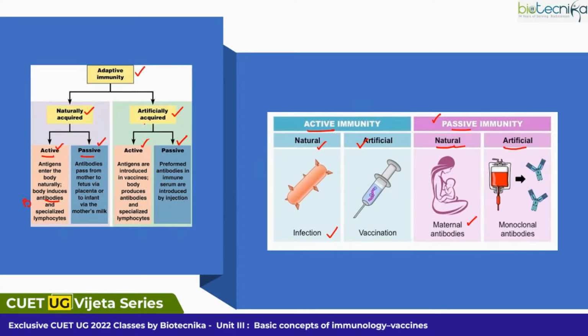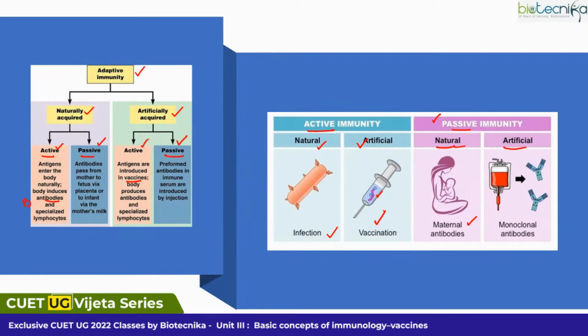Then active artificially acquired means here the antigens are introduced artificially. You are injecting the antigens, like in the form of vaccines. When vaccines enter the body, it is active artificially acquired. So what is a vaccine? It is a weak form of the antigen that is given. When that antigen enters, it will start activating the B cells and T cells, and that is how we get the active artificially acquired adaptive immunity.